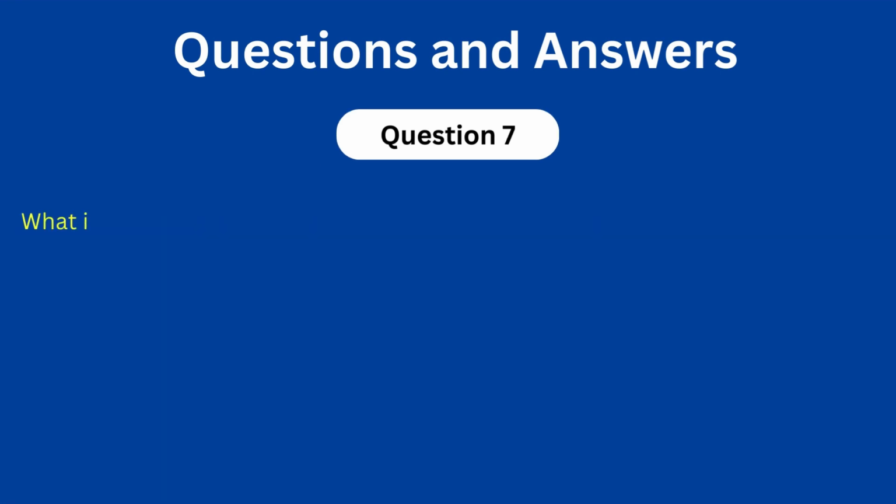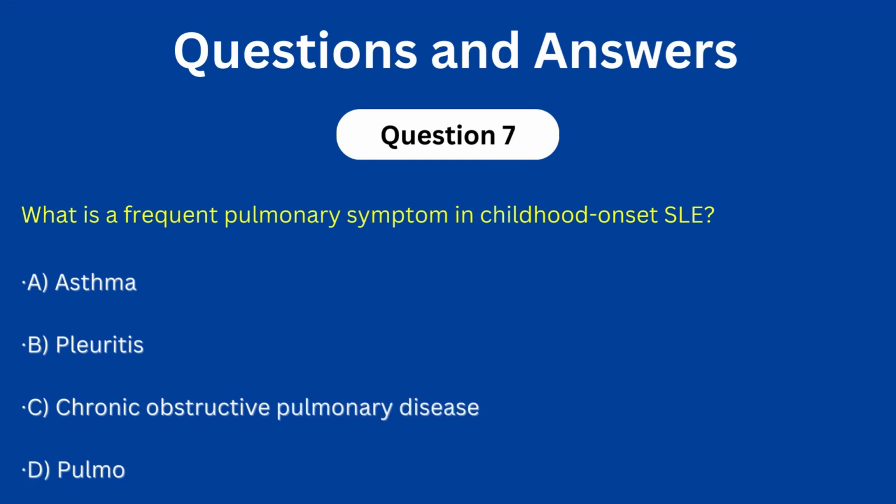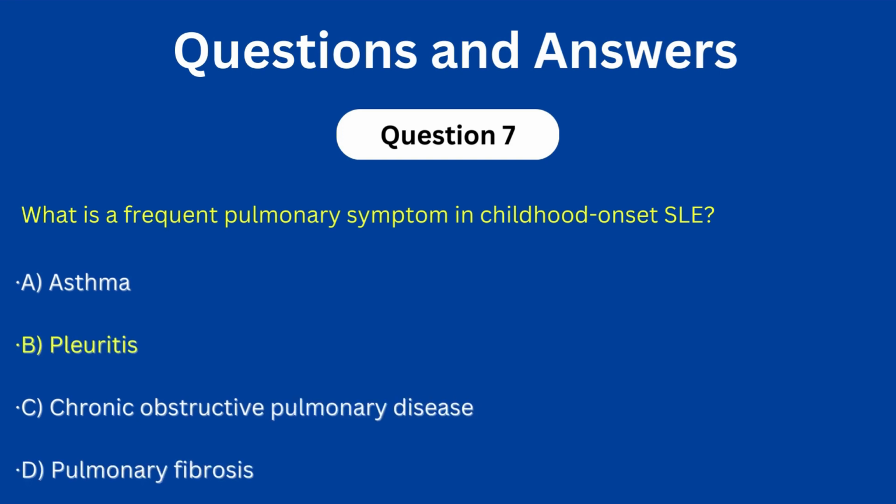Question number 7. What is a frequent pulmonary symptom in childhood onset systemic lupus erythematosus? A. Asthma. B. Pleuritis. C. Chronic obstructive pulmonary disease. D. Pulmonary fibrosis. The correct answer is B.